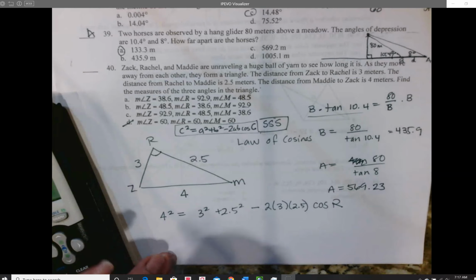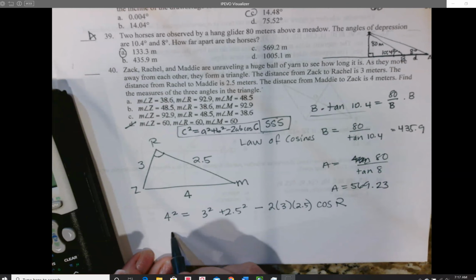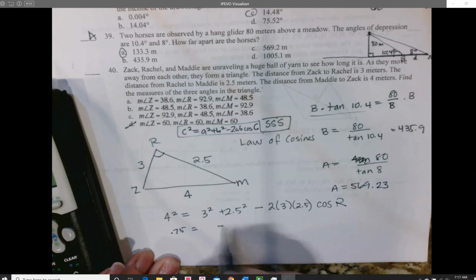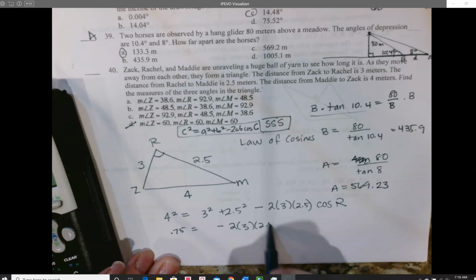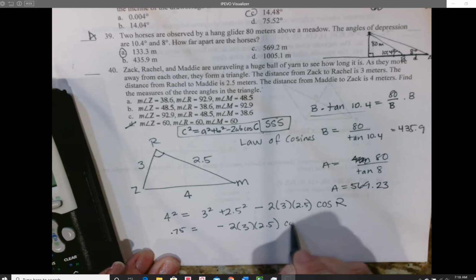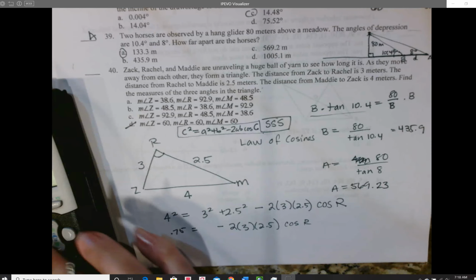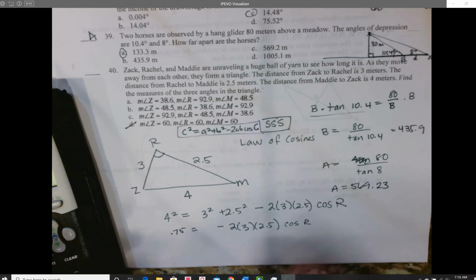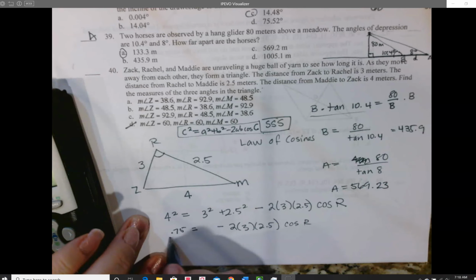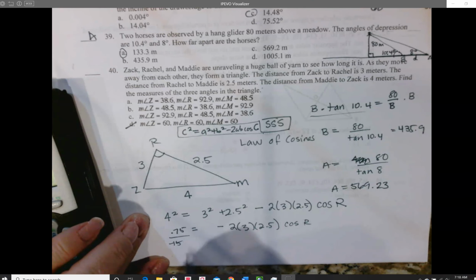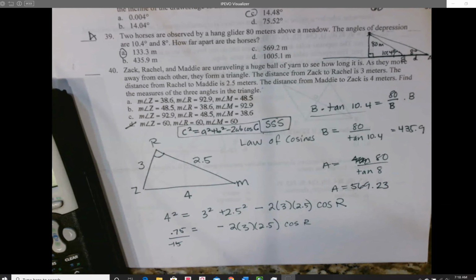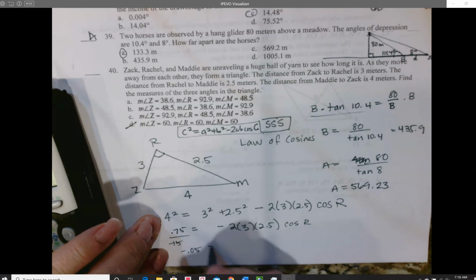So that equals 0.75, equals negative 2 times 3 times 2.5 times the cosine of R. So now I'm going to multiply negative 2 times 3 times 2.5. I get negative 15. So I'm going to divide by negative 15. 0.75 divided by negative 15 is negative 0.05, which is the cosine of R.